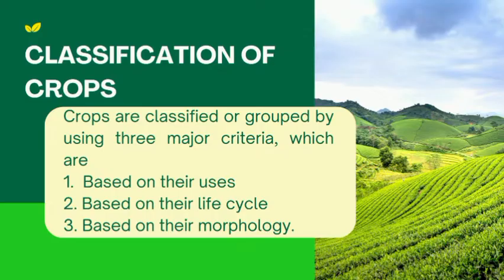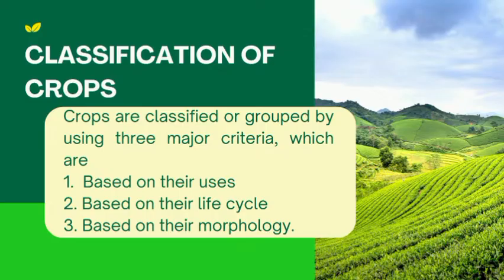The three criteria mentioned above are the major criteria which you can use to classify, or to put, crops that have the same character in the same area at the same time. You can classify them based on their uses, that is what they are used for. You can classify them based on their life cycle, that is the time it takes each crop to complete its life cycle. Life cycle means planting crops, it germinates, and then you harvest it.